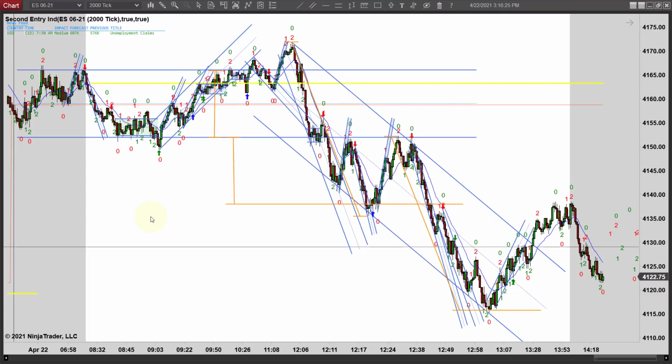That's where a lot of people tend to struggle. The idea behind the second entry indicator is not to point out trades. So make sure you understand that this thing is not pointing out trades to take. It's just helping you learn the counts so you can find the second entries until you can do it on your own. At some point, you want to take this thing off and throw it away.